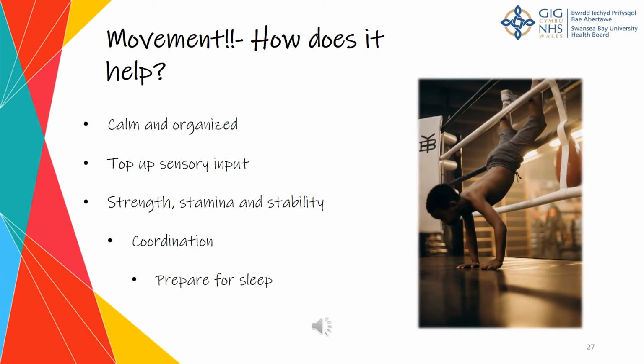Movement sounds like a really simple strategy, but it does work. The proprioceptive system is calming. Active movement helps a child who is in an overwhelmed state to get calm and organised. It can help a child who needs topping up to get a bit more input. Movement is great for building strength, stamina, and improving coordination. One thing we would like you to consider here is that the movement activity is at the right challenge for the child. If this is too difficult, the child may become frustrated and give up.